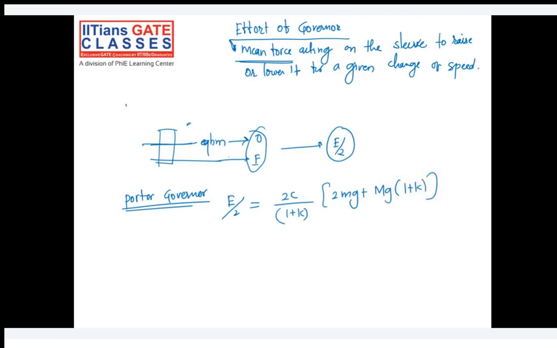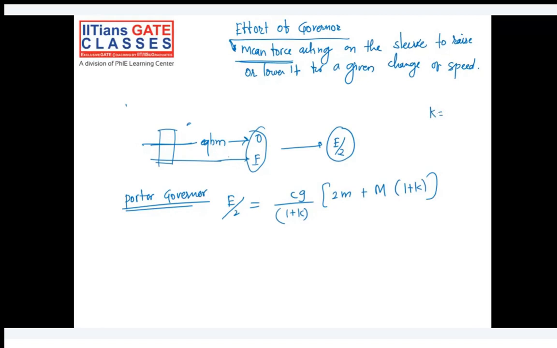Okay, not this. E by 2 is equal to, okay, this 2 is not here. E by 2 is equal to, and if you take g out also, you can write it like this: cg divided by 1 plus k, 2m plus M times 1 plus k. Okay, you already know what is k and what is c. What is k? It is tan of theta divided by tan of beta, right?